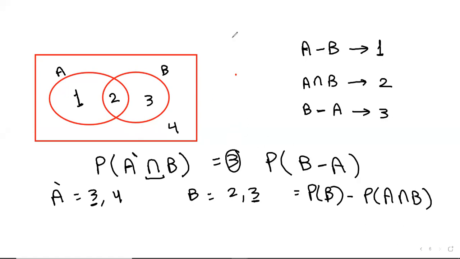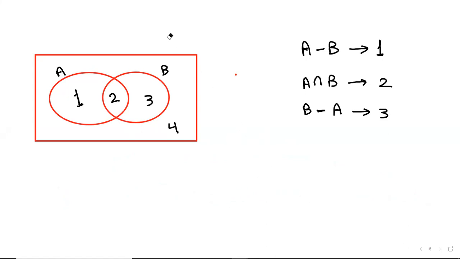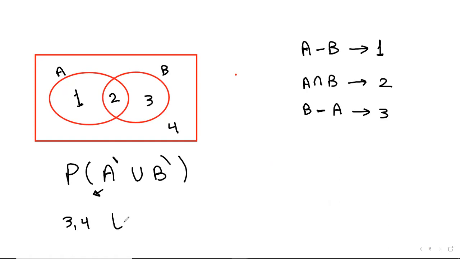Okay? Let's have a look. If I ask you about P(A dash union B dash), what is A dash union B dash? What is A dash? What are the areas represented? A dash is 3 and 4. B dash is 1 and 4. So you will find the union of 3 and 4 with 1 and 4, so it will be 1, 3 and 4.